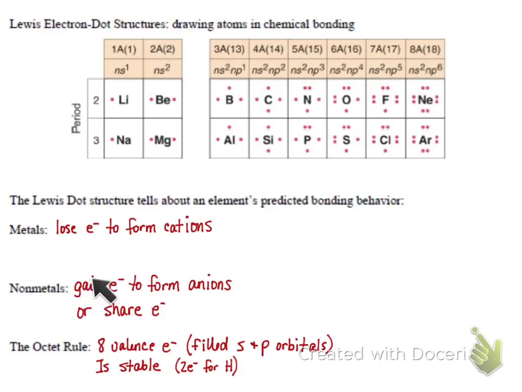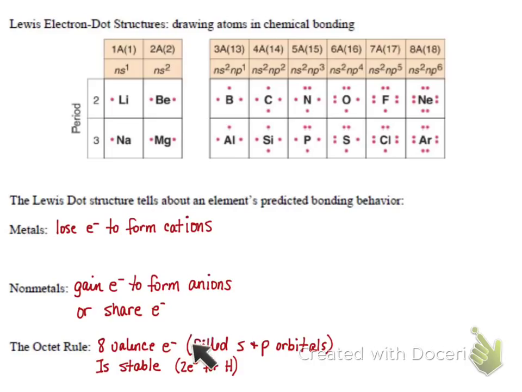Metals only have a few valence electrons, so they are going to lose them to form cations, which form ionic bonds. Nonmetals usually have almost filled valence electrons. They're up here in the corner, so they are almost filled, so they are going to want to gain electrons to form anions if they're with a metal, and to share them if they're with another nonmetal.